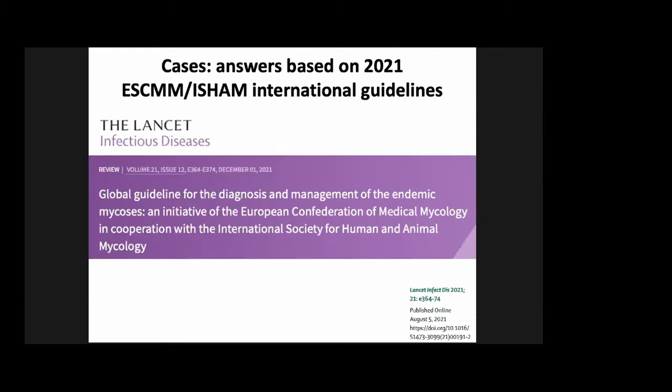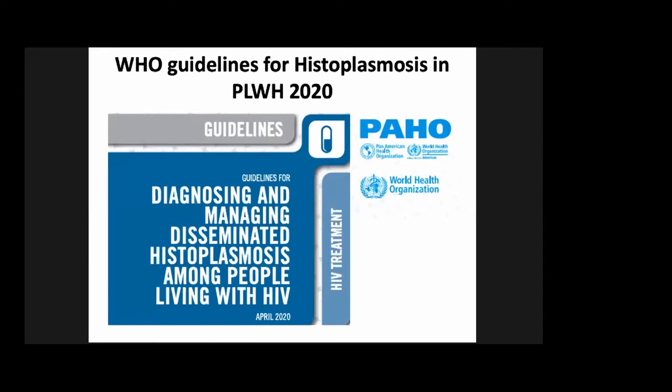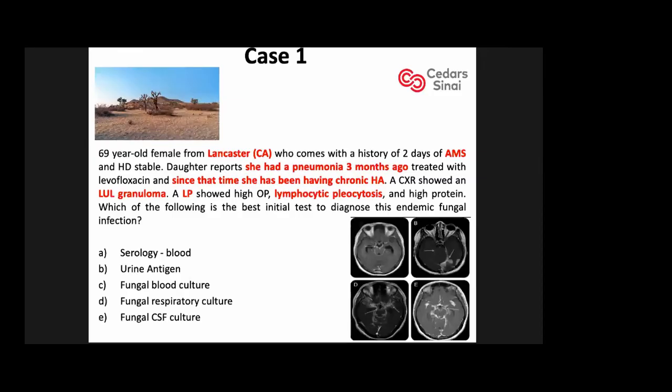All the answers to these are based on the guidelines of 2021, published in The Lancet on December 1st. In general, I think that they are really reader friendly, so if you're interested in this subject, you should take a look at them. The other guidelines that we have are the ones from 2020 for disseminated histoplasmosis in patients living with HIV. So let's start with case one. And by the way, the first 5 cases are all real life cases.